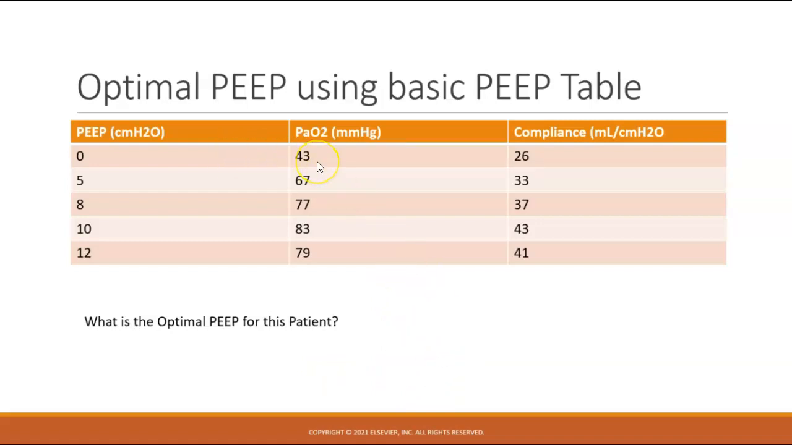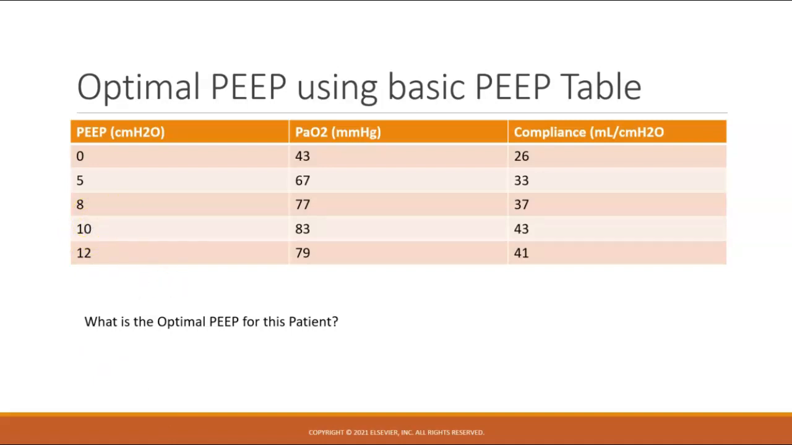So when you're looking at this chart, I'm going to give you a minute to think it through before I give you the answer. But if you're looking at this chart, you're seeing that when I go to 5, my oxygenation improves, my compliance improves. When I go to 8, oxygenation improves again, compliance improves again. When I go to 10, I still see that increase in oxygenation, that increase in compliance. But when I go to 12, my oxygenation starts decreasing again and my compliance decreases. So my optimal PEEP for this patient would be to set my PEEP at 10.